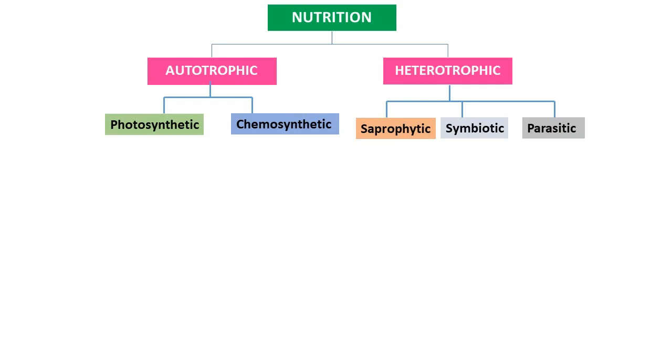Starting with the first is autotrophic mode of nutrition. Name indicates autotrophic. Auto means self, troph means food. Means they prepare their food themselves. They are called autotrophs. And further are of 2 types, photosynthetic and chemosynthetic autotrophs.